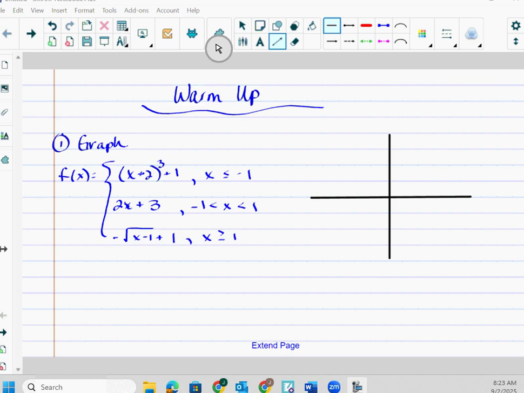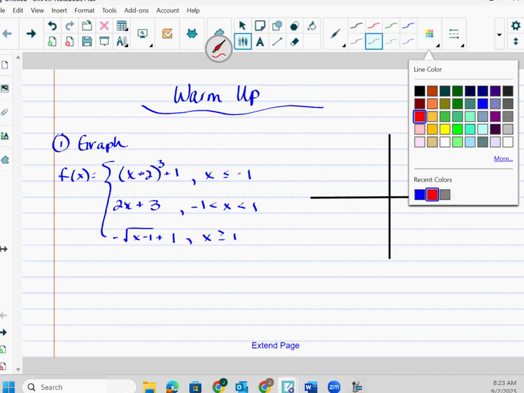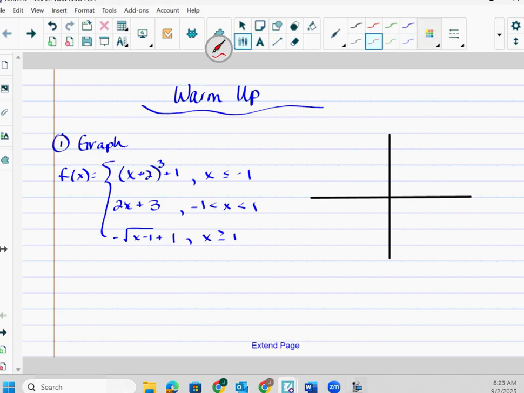Okay, guys. Let's go ahead and look at this graph. All right, guys, so the first one, that's a cubic. So we have that in our mind. Where is the center point shifted on that first one? Left 2 and up 1.